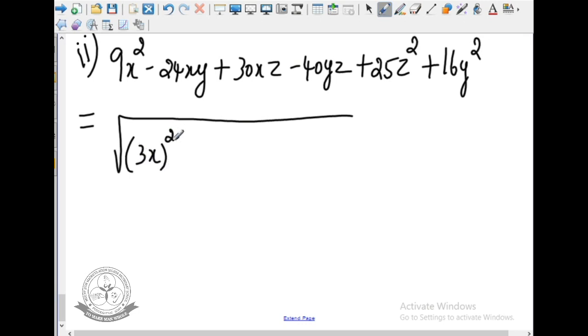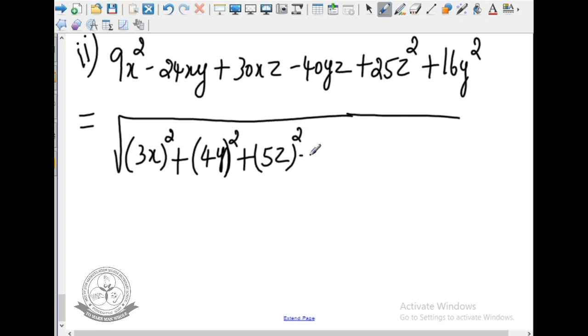3x the whole square. Next you should write the y variable, that is plus 16 the whole square, right. So here I write plus 16, that is 16 whole square means 4y whole square, right. Next z square plus 25 means 5z whole square, that is then plus. Next the variable will come xy, right. Here I am having 24xy, so they are having minus, right.